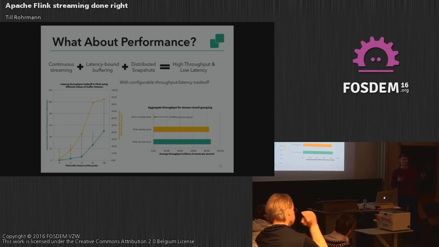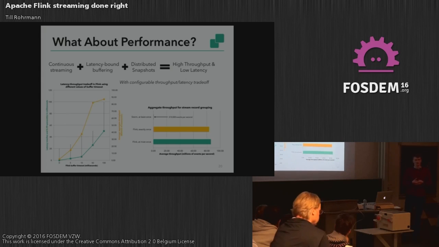And in order to show you that, we ran an experiment where we had a simple input stream we read from Kafka. We grouped on some key and counted the elements in each group. And we ran this experiment on a 13-node GCE cluster with, I think it was 4 cores and 15 gigabytes of RAM. Those were the specs. And we measured the latency, which is the green line here, versus the aggregated throughput. And we did that for varying values of the buffer timeout, starting from 0 to 100 milliseconds.